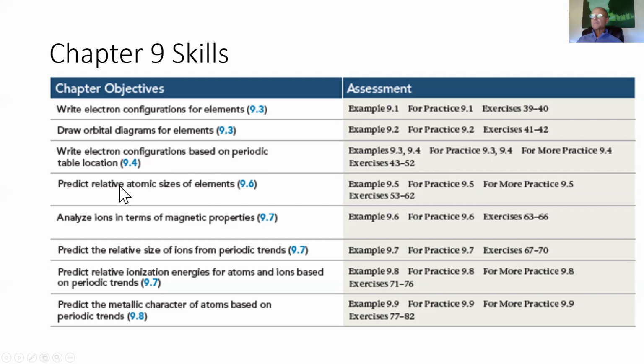Know the periodic trends in atomic size. Be able to predict magnetic properties based on whether or not something has paired or unpaired electrons, predict the relative size of ions from periodic trends, predict relative ionization energies for atoms and ions based on periodic trends, kind of the stuff we were talking about today, and then lastly, metallic character based on periodic trends.